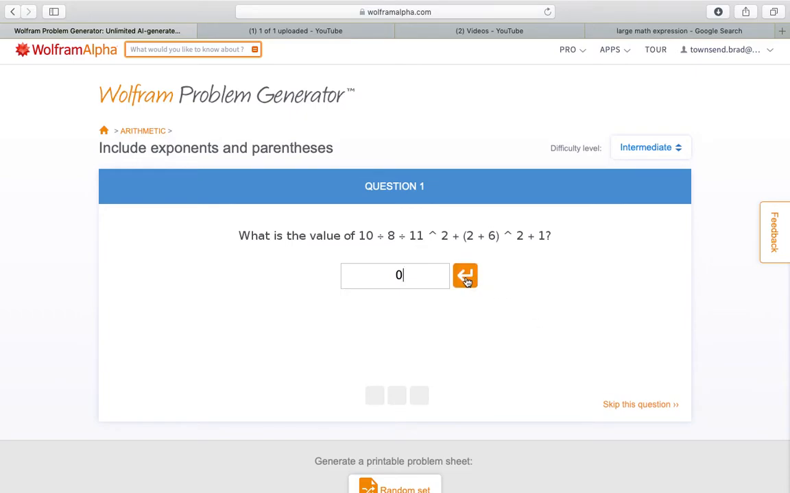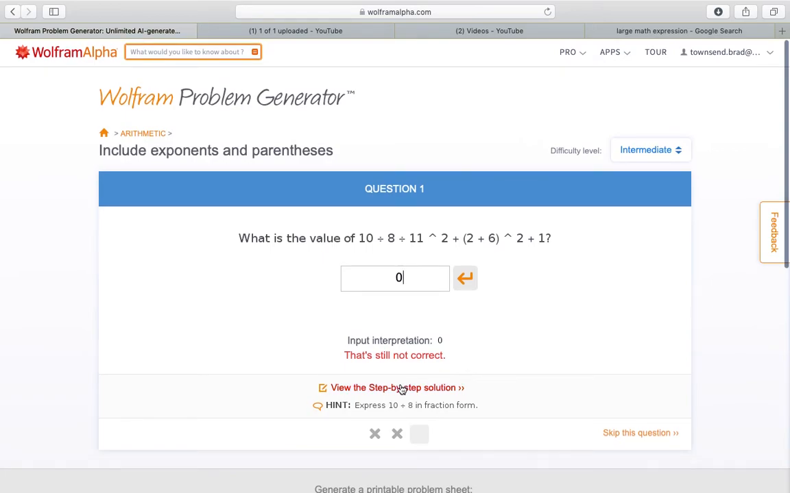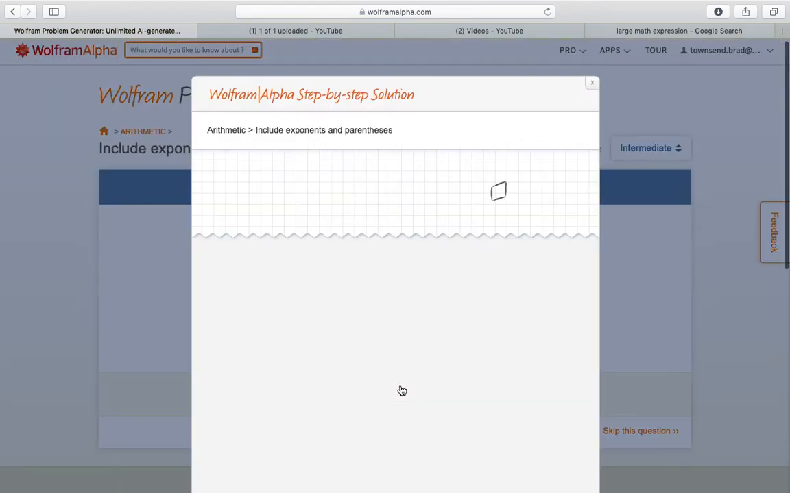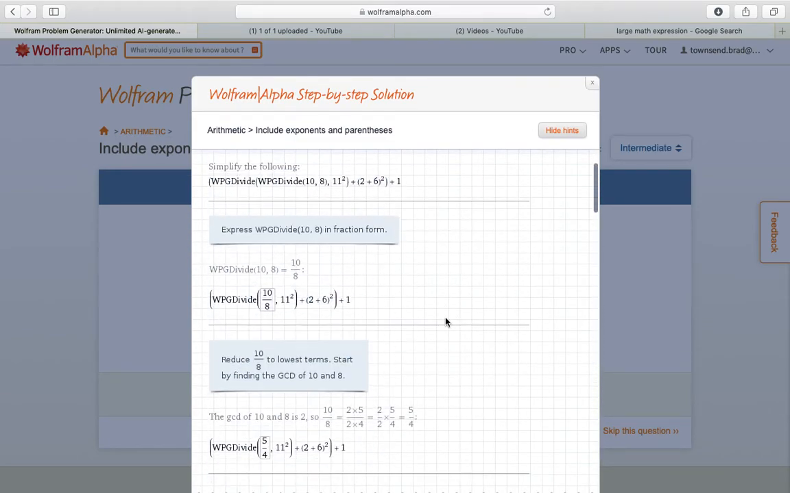I'm trying to get an incorrect answer just so we can see what Wolfram Alpha does. Okay, I'll delete that and do it again, and then it'll let me view the step-by-step solutions, and then I can show all steps. Then I have to scroll all the way to the top. For some reason it always puts you at the answer, which is fine. This shows how, if you learn the language of Wolfram Alpha, you would type it in.